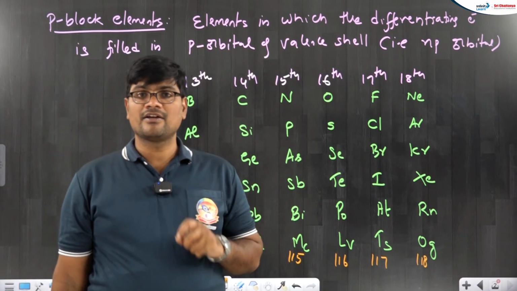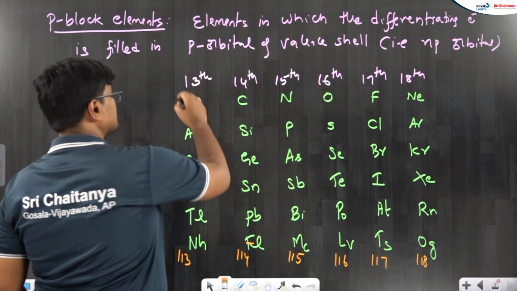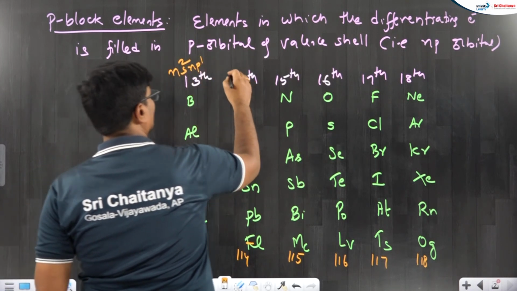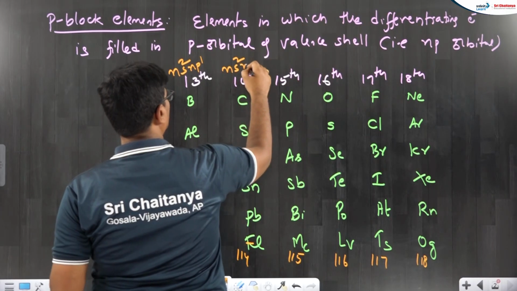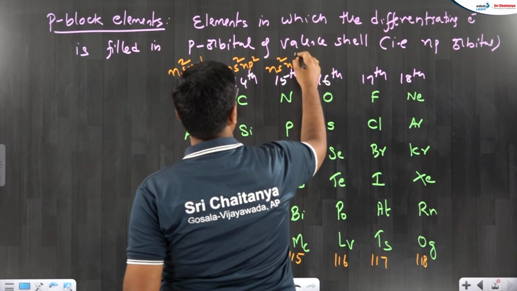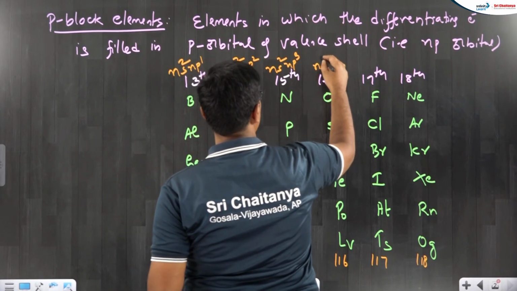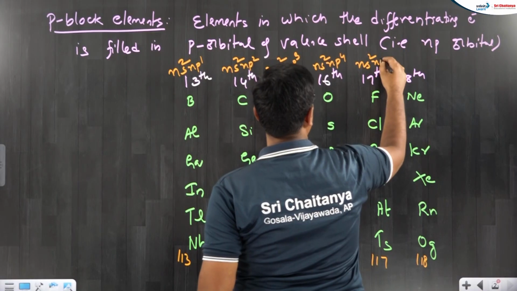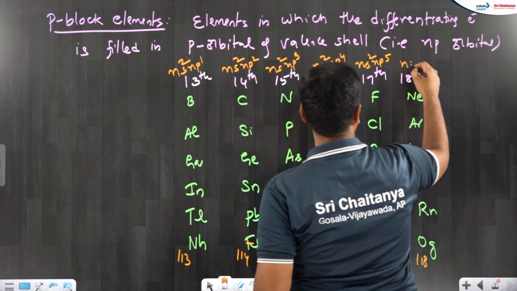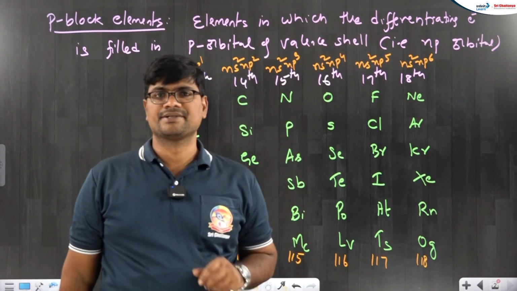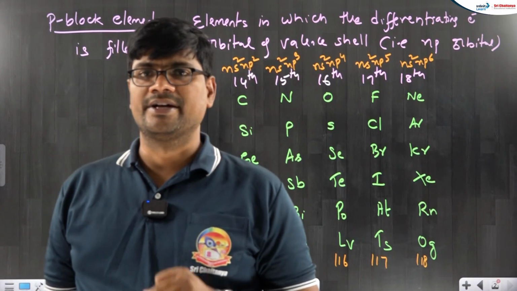So, these are the p block elements. What is their general electronic configuration? Here the general electronic configuration for the 13th group is ns2 np1, 14th group is ns2 np2, and this is ns2 np3, and then this is ns2 np4, and this is ns2 np5, and this is ns2 np6. So, these are the p block elements.